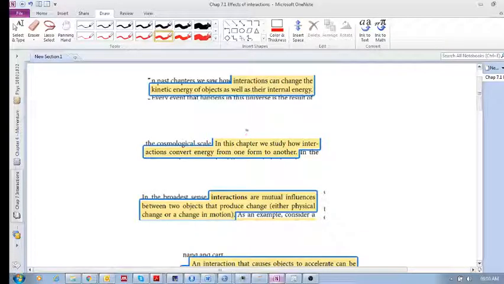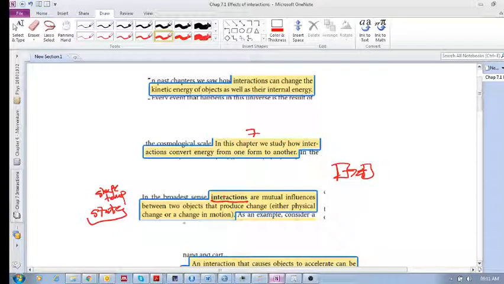In this chapter, 7, we study how interactions convert energy from one form to another. Interactions, what are they? This is the definition of an interaction. They are mutual influences between two objects that produce change. So two objects mutually influence each other, and it produces change in one of two things: physical change or change in motion. And remember, physical change has to do with the state of the object, which had to do, if you recall, with the shape, the temperature, those kinds of things. It changed the state. Or the interaction can change the motion, meaning it changes the kinetic energy.